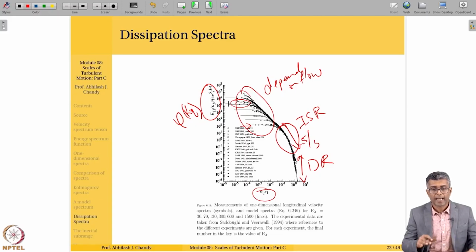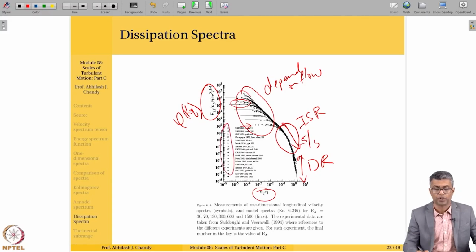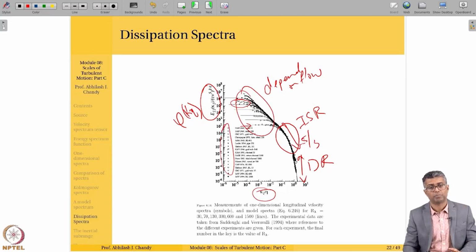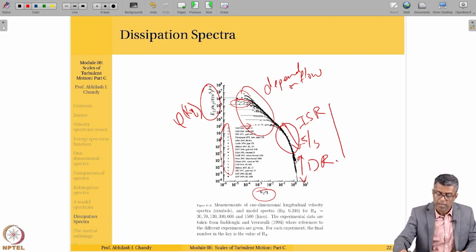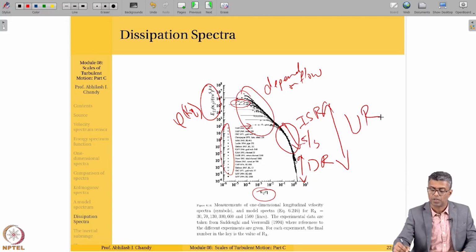You are getting an excellent match between the model spectra that we just showed, plotted on a log-log scale, and the experimental data for different kinds of data. A whole set of data are shown here, measured over several years at different Reynolds numbers. Another point to make from this data is that the function is universal in the inertial subrange and the dissipation range. This is Kolmogorov's hypothesis: the fact that past the energy containing range, you have a universal equilibrium range. These two together are the universal equilibrium range, isn't it?